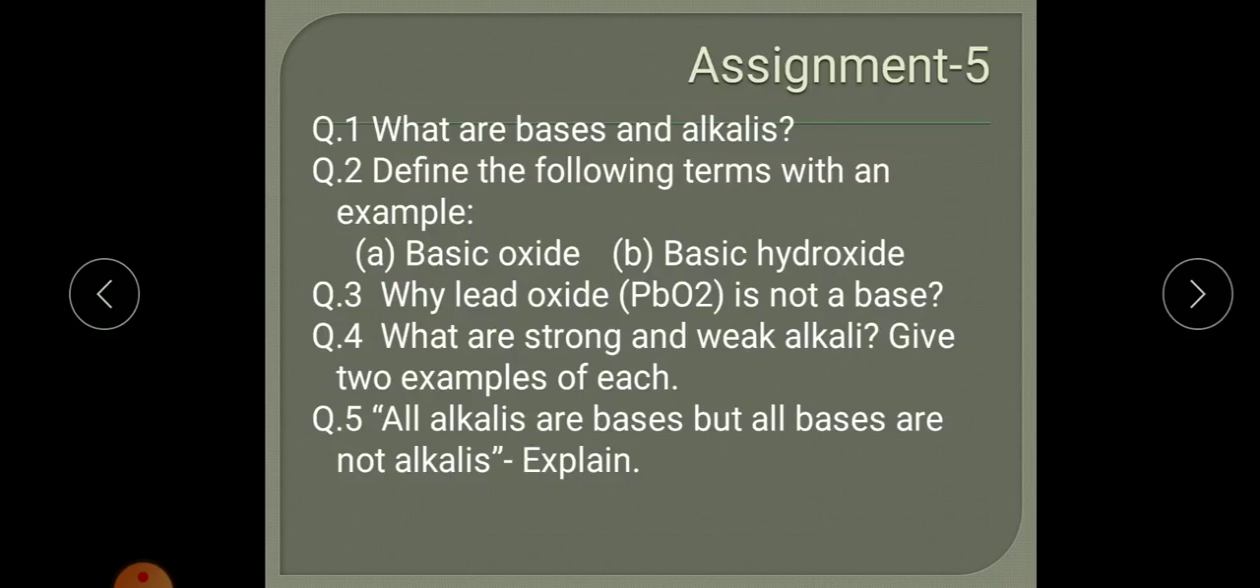Assignment 5, today's assignment. Question number 1, what are bases and alkalis? Question number 2, define the following terms with an example: A, basic oxide, and B, basic hydroxide. You can give an example as well. Question number 3, why is lead oxide PbO2 not a base? Question number 4, what are strong and weak alkalis? Give 2 examples of each. And question number 5, all alkalis are bases but all bases are not alkalis. Explain the statement. You can give an example to explain it. Complete this assignment and send it to my mail.